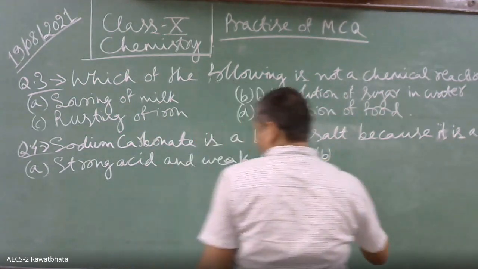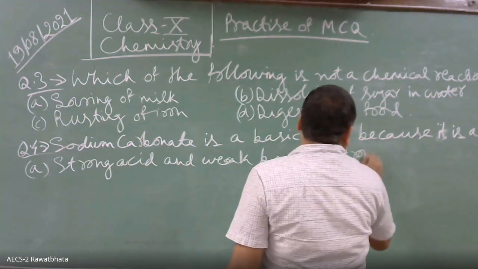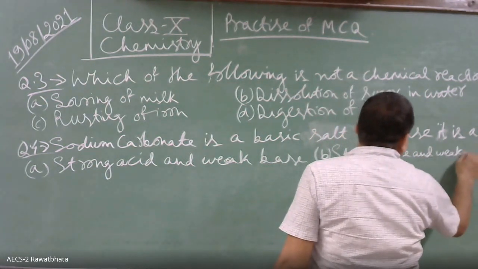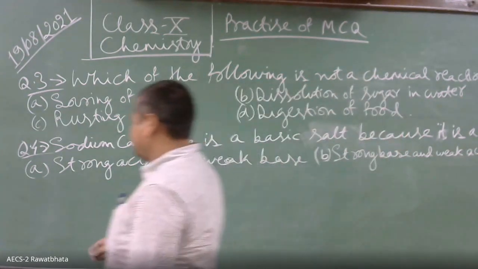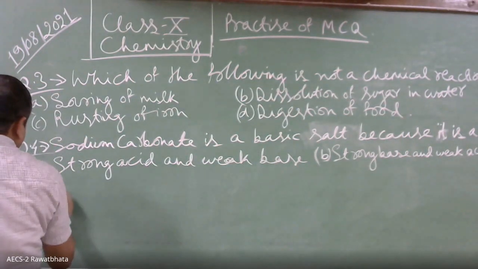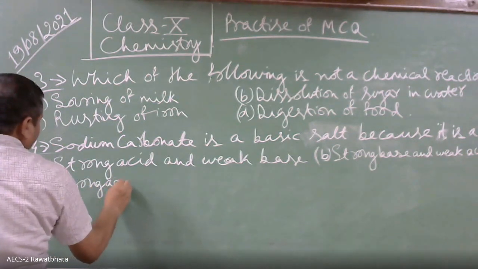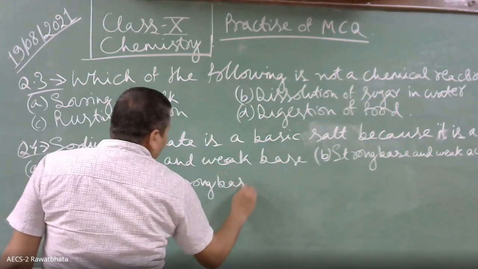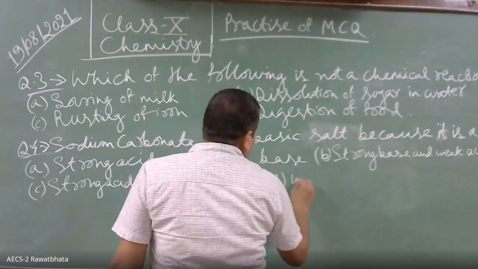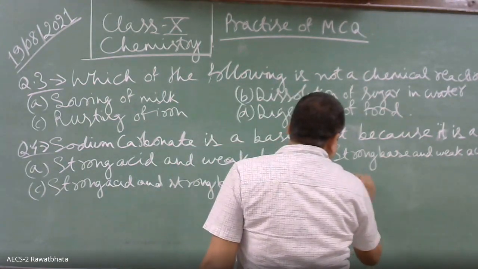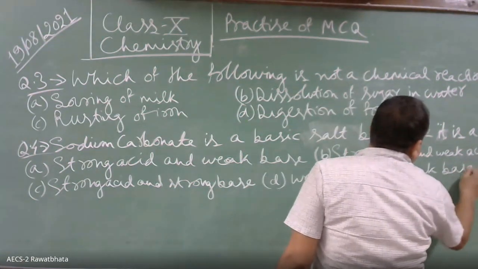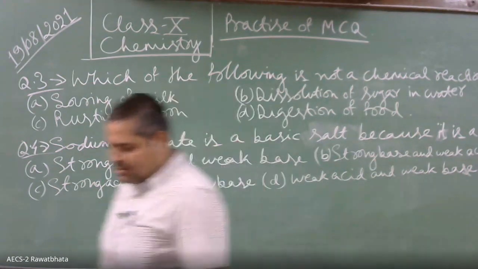B option, strong base and weak acid. C, strong acid and strong base, and fourth option is weak acid and weak base. Weak acid and weak base. Okay, children. Next question.